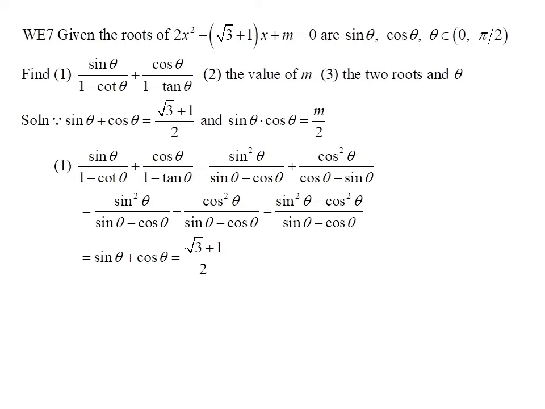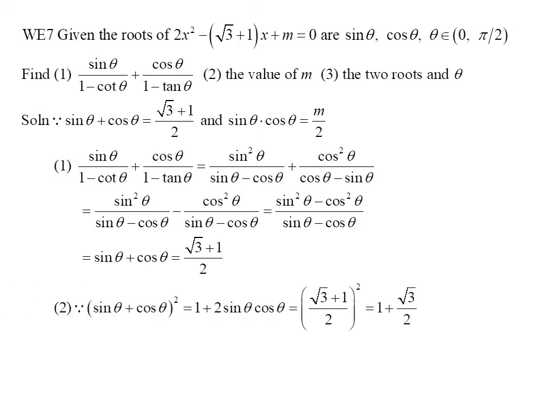After simplification, the expression is simplified to sine theta plus cosine theta, which equals square root 3 plus 1 all over 2. As for the second question, based on the Pythagorean identity relation, (sine theta plus cosine theta) squared equals 1 plus 2 sine theta cosine theta, which equals ((square root 3 plus 1) all over 2) squared. Hence, the value of m, which equals 2 sine theta cosine theta, is calculated, and it equals square root 3 over 2.